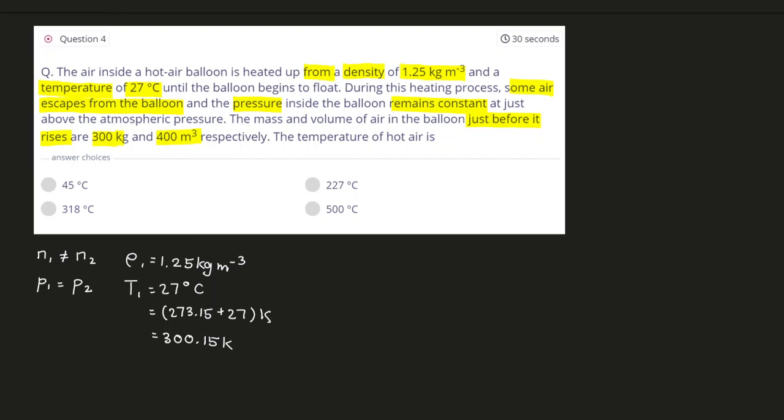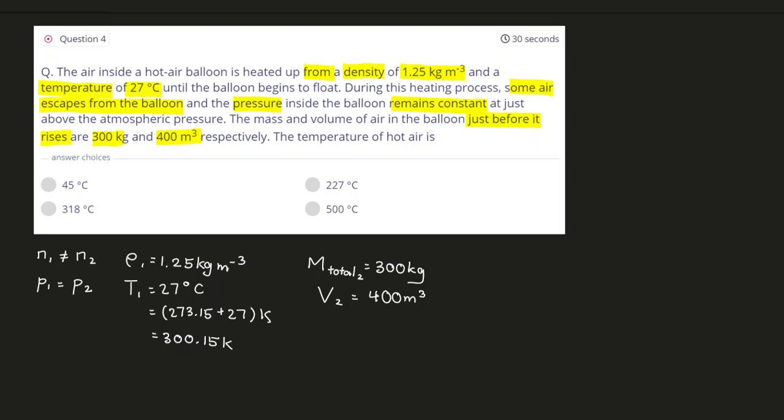How about the final? They give the mass of the air in the balloon. Let's write this as big M, because big M is usually for bigger cases. Then we write total, because it's not molar mass. If it's molar mass, then it's a capital M. But since it's all the air in the balloon, let's just write M total, equal to 300 kg. And the volume of the air, big V, is equal to 400 meter cube. Be careful, these are final states, so label them as 2. So these are all the information that you know.